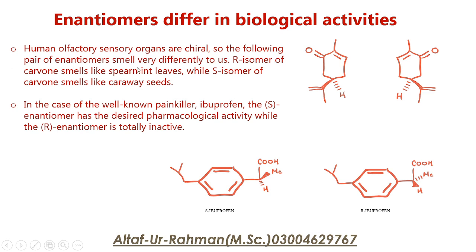Here is another example, related to the human olfactory sensory organ: carvone. The following pair of enantiomers smell very differently to us. The R enantiomer of carvone smells like spearmint leaves and the S one like caraway seeds. In this one, this is the painkiller ibuprofen. The S enantiomer has the desired pharmacological activity, while the R enantiomer is totally inactive. So in different kinds of medicine, different isomers may be active or inactive.